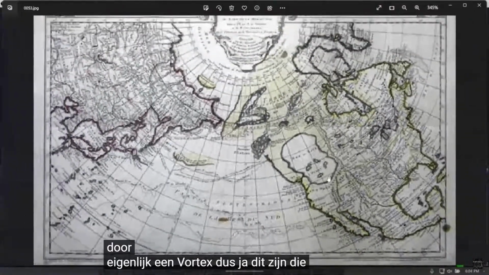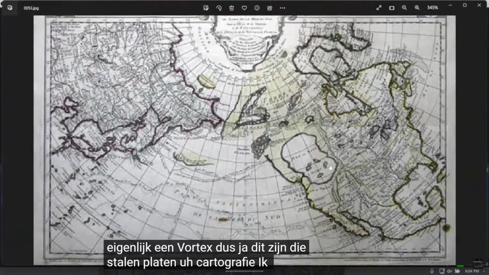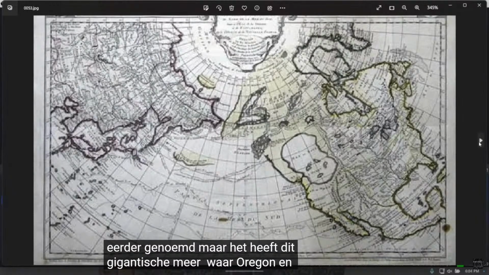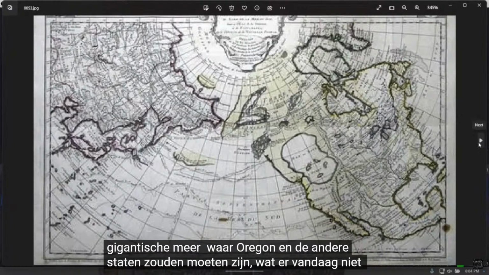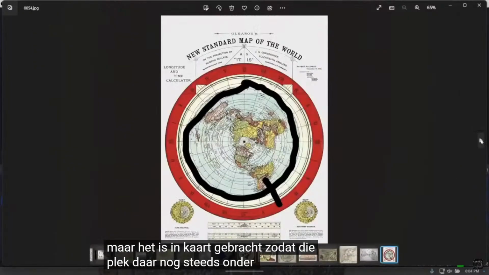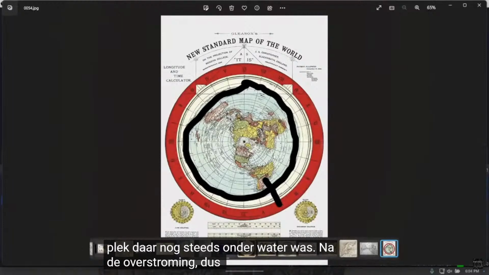So, yeah, this is that steel plate photography I mentioned earlier. But it's got this giant lake where Oregon and the other states are supposed to be, which is not there today, but it's mapped. So that place there was still underwater after the flood. So this is a Gleason's map. We all know the Gleason's map.